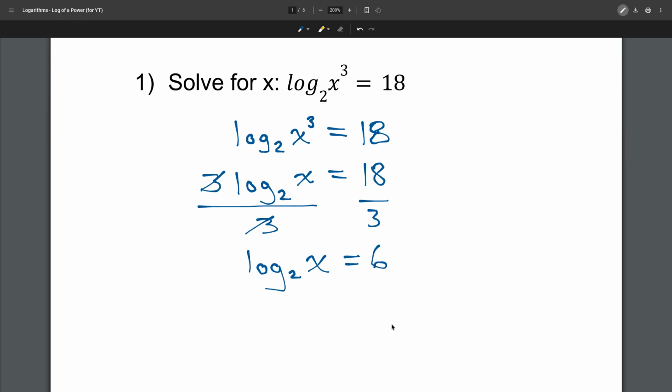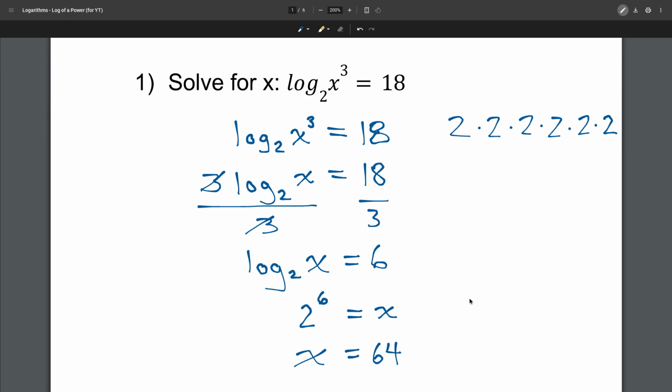Now we can rewrite this as an exponential equation, so we can write it as 2 to the 6th power equals x. So what is 2 to the 6th power? Well, that's 2 times 2 times 2 times 2 times 2 times 2. So 6 2's multiplied together, which is 64. So x is going to equal 64.